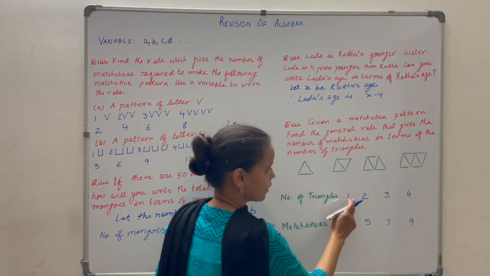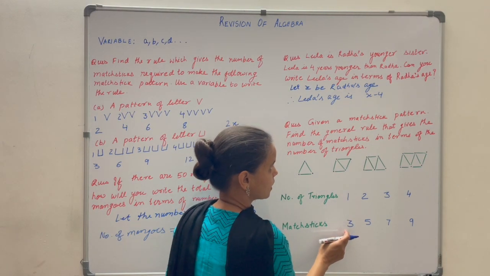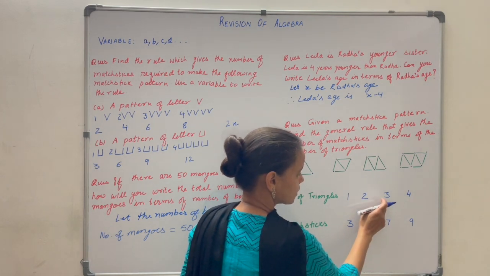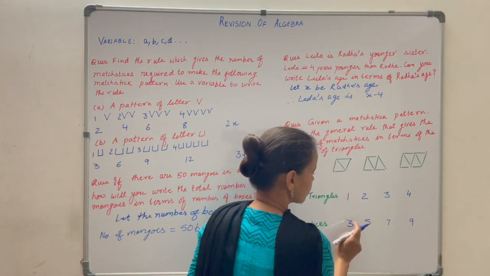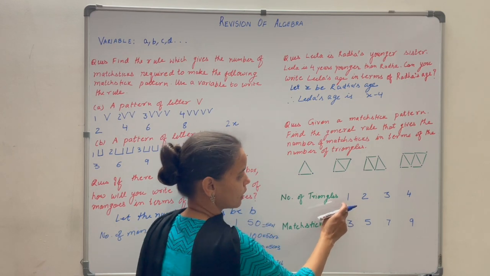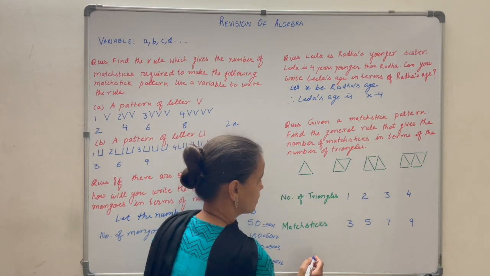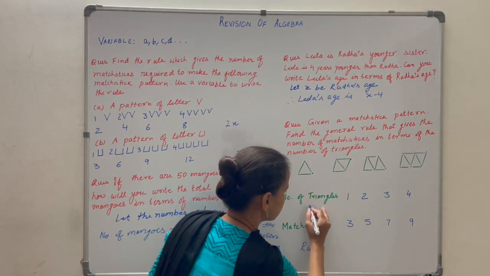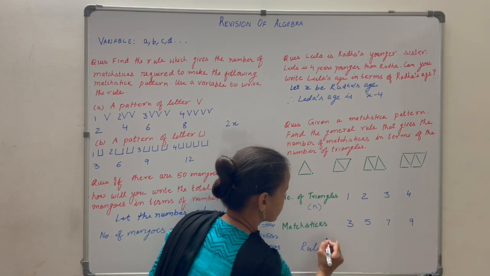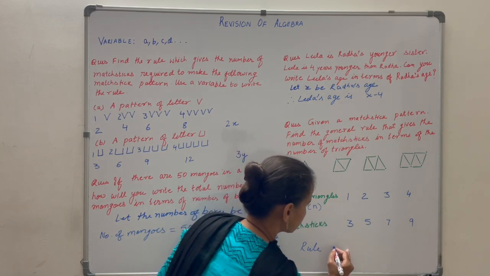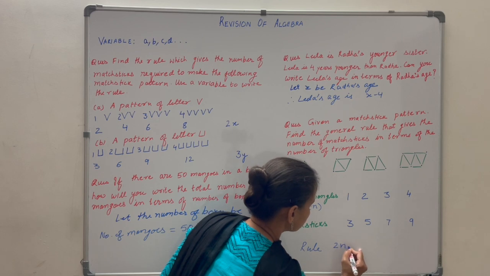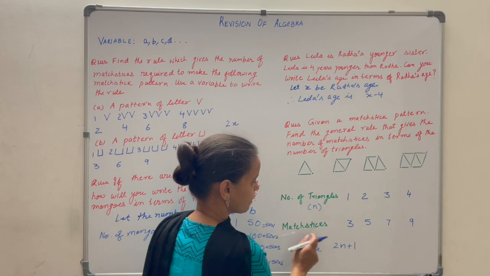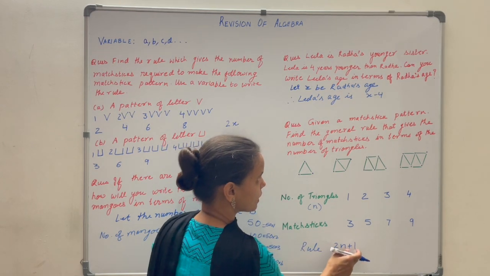So what is the relation? When this is 1, this is 3. This is 2, this is 5. This is 3, this is 7. So this is 1 more than 2 times the number of triangles. So the rule here is, if n is the number of triangles, then the number of matchsticks is 2n plus 1. N is the number of triangles. The number of matchsticks is 2n plus 1.